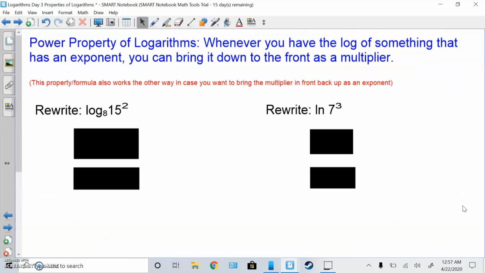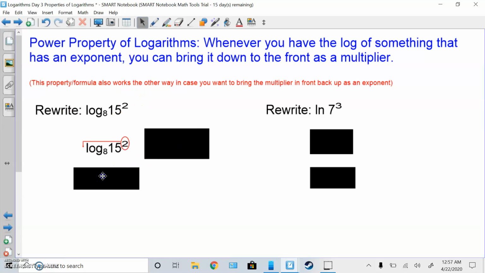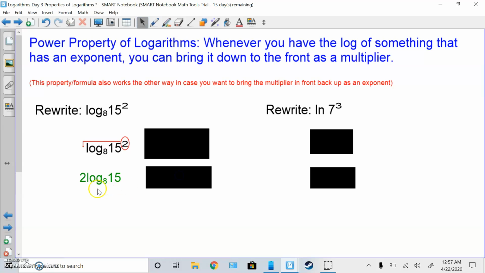So the first property is the power property of logarithms. Whenever you have the log of something that has an exponent, you can bring down the exponent to the front as a multiplier. So for example, if we have log base 8 of 15 squared, this exponent of 2 can be moved down to the front as a multiplier until we get the final answer of 2 times log base 8 of 15. So let me show you that in a calculator.